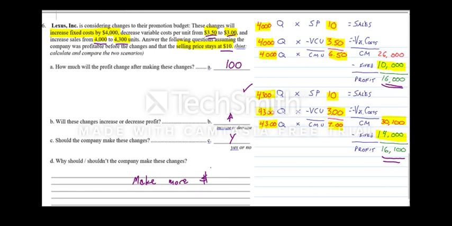And you can see that it doesn't really matter what fixed number you put in here, as long as the two fixed costs are $4,000 apart, the difference will still be $100. Once again, we're not trying to figure out what the profit is, we're trying to figure out what the difference is.